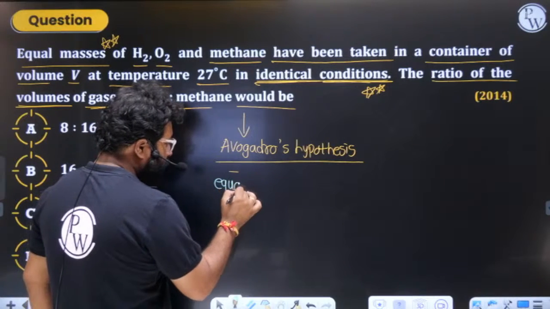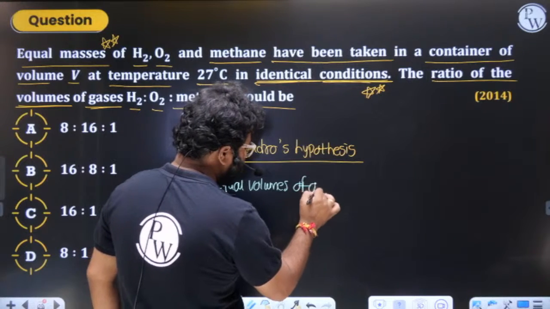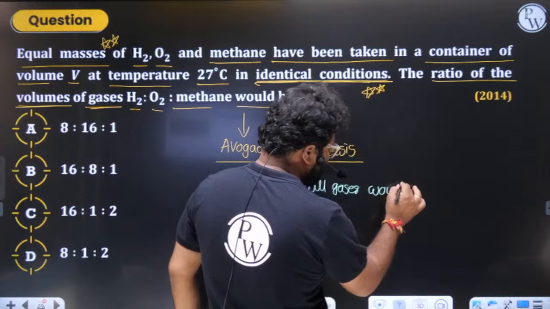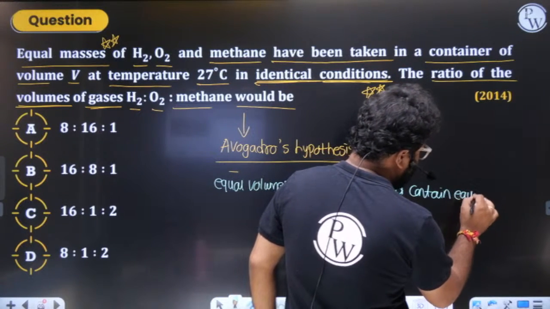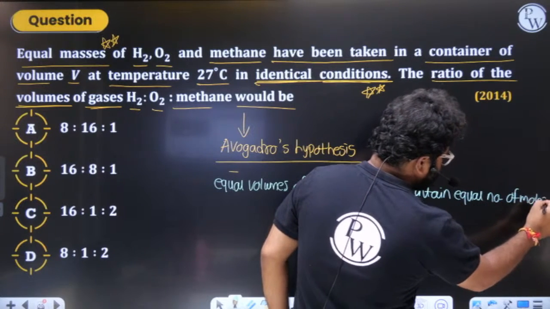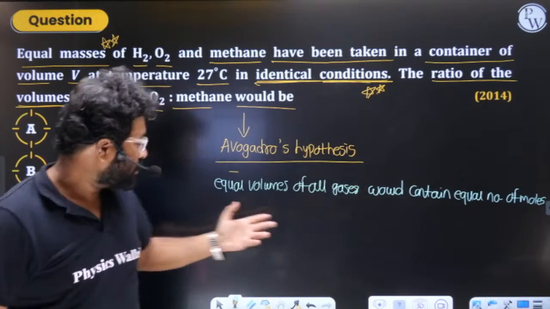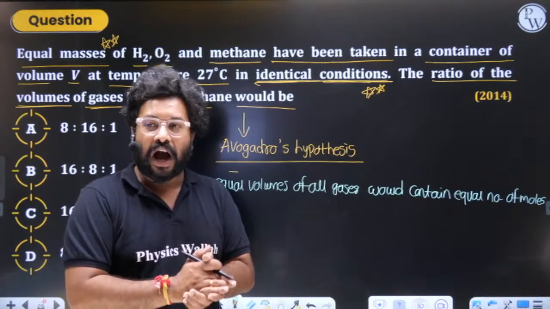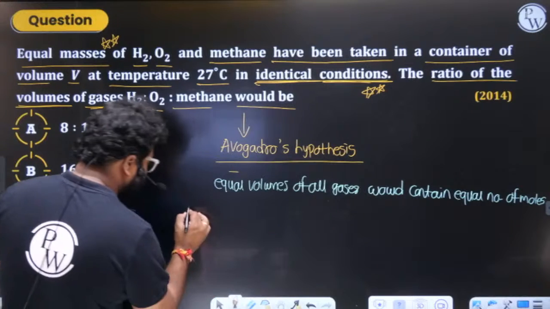Equal volumes of all gases would contain equal number of molecules. Now, equal number of molecules is like equal number of moles only. We just saw it a couple of minutes ago, right? Equal volumes of all gases would contain equal number of moles. Now, how are we going to find out the number of moles for each species here? Let's take one by one.